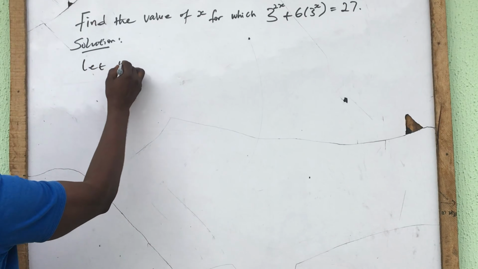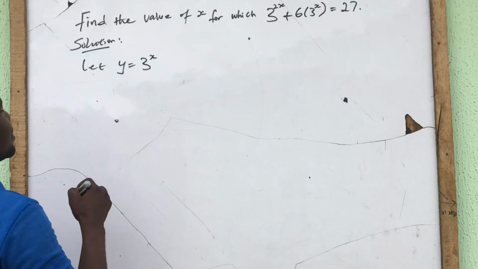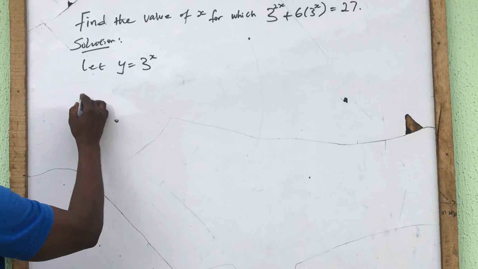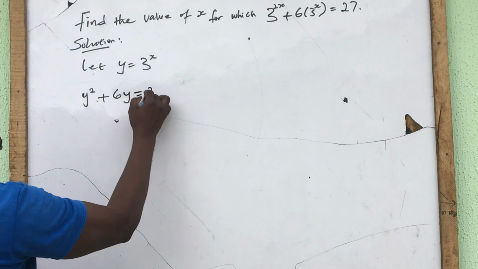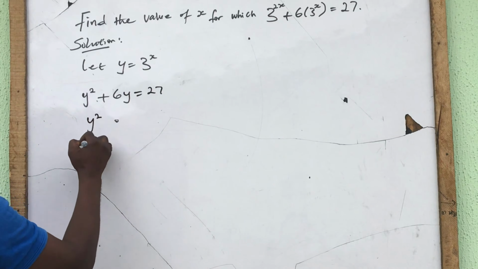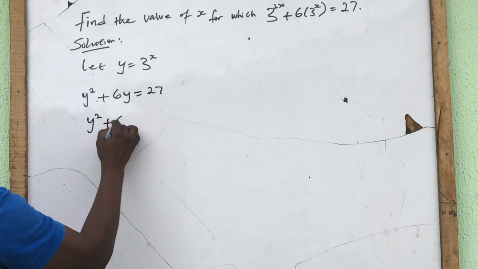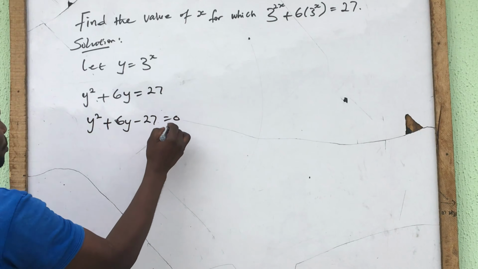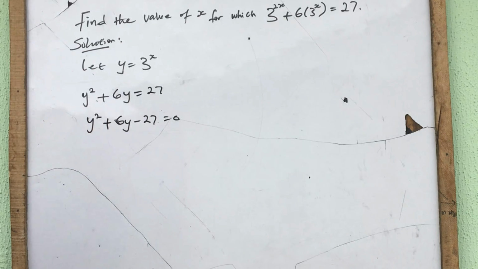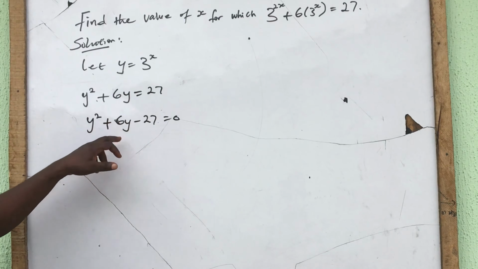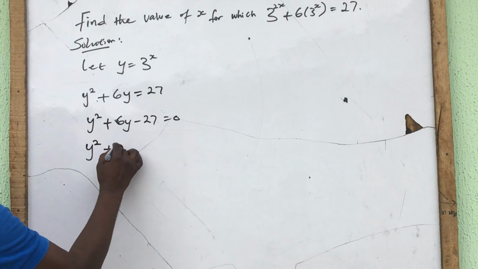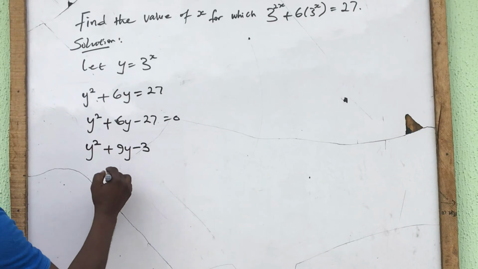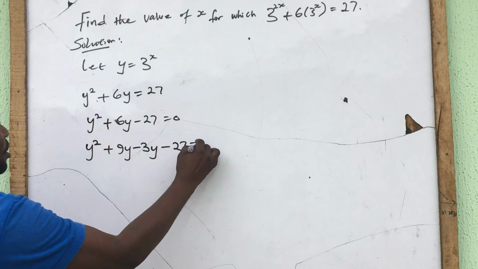Let y equal 3 raised to power x. Then we have y squared plus 6y equals 27. Let me write this equation: y squared plus 6y minus 27 equal to 0. It's a quadratic equation that we need to solve. This is minus 27 and this is plus 6, so I'm going to have y squared plus 9y minus 3y minus 27 equal to 0.